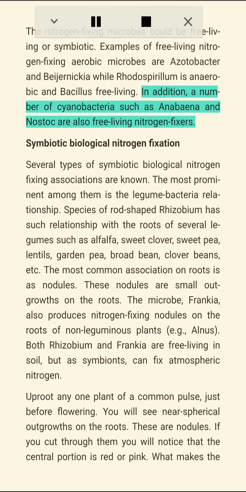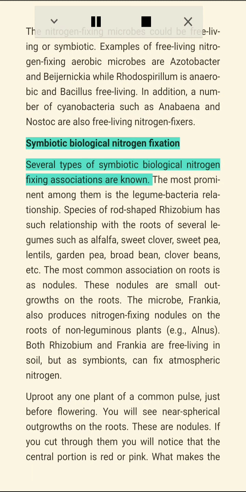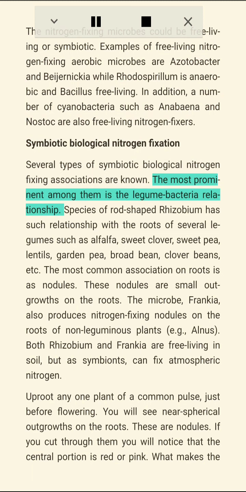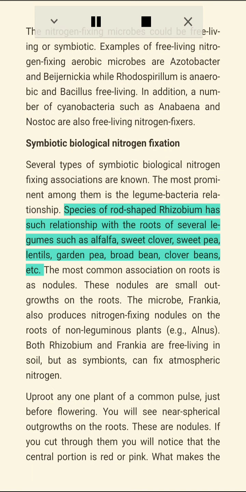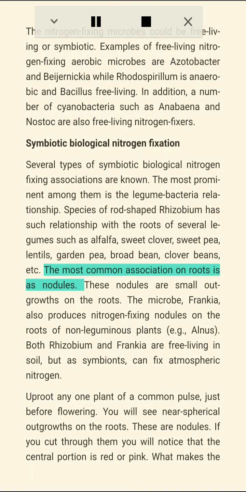Examples of free-living nitrogen-fixing aerobic microbes are Azotobacter and Beijerinckia, while Rhodospirillum is anaerobic and Bacillus is free-living. In addition, a number of cyanobacteria such as Anabaena and Nostoc are also free-living nitrogen fixers. Symbiotic biological nitrogen fixation. Several types of symbiotic biological nitrogen-fixing associations are known. The most prominent among them is the legume-bacteria relationship. Species of rod-shaped Rhizobium have such a relationship with the roots of several legumes such as alfalfa, sweet clover, sweet pea, lentils, garden pea, broad bean, clover beans, etc.